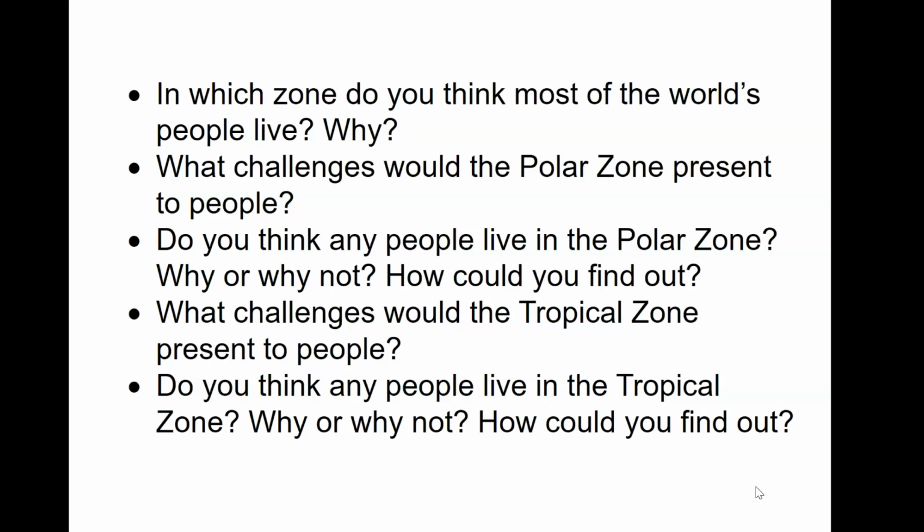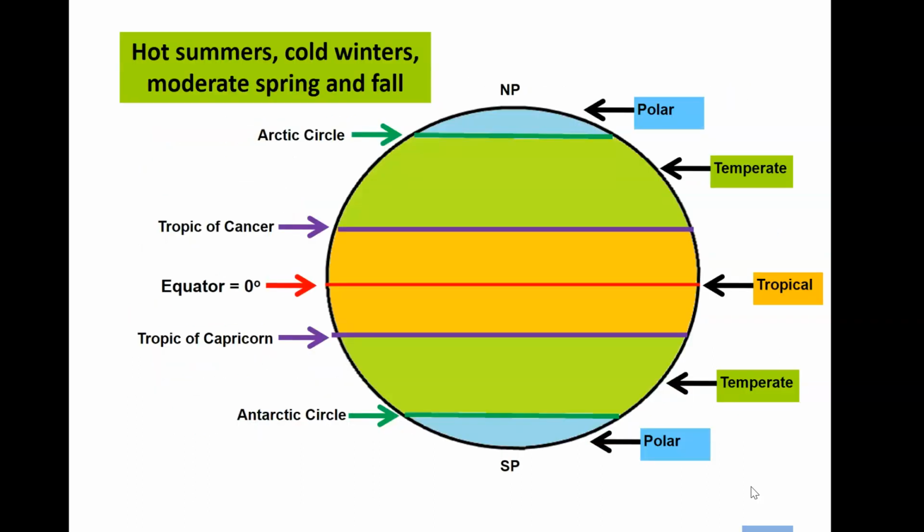Do you think any people live in the tropical zone? Why or why not? And how could you find out? Again, coming back to the area in yellow. Can people live in this area? What modifications would they have to make if they do live in this area? How could we find out? Could we go do some research to find out what people, if any people, are living in this area?